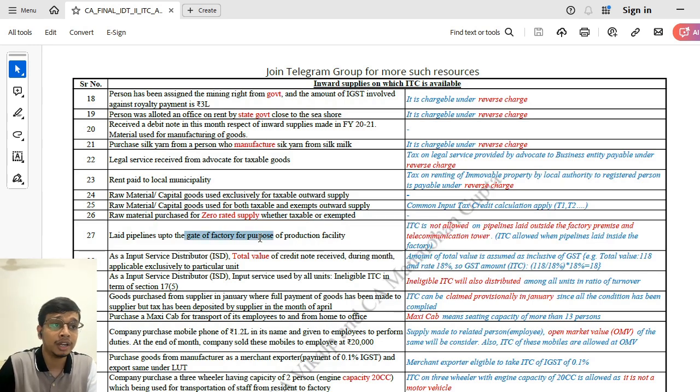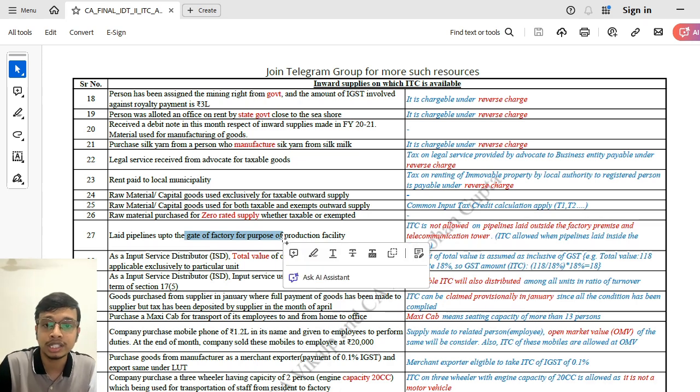नेक्स्ट, लेड पाइपलाइन अप टू द गेट ऑफ फैक्ट्री फॉर द पर्पस ऑफ प्रोडक्शन फैसिलिटी. अगर अप टू द गेट ऑफ फैक्ट्री है तो ITC कैन नॉट बी क्लेम, बट इनसाइड द फैक्ट्री जितने भी पाइपलाइन हम लेड करेंगे उस पर ITC वी कैन क्लेम.